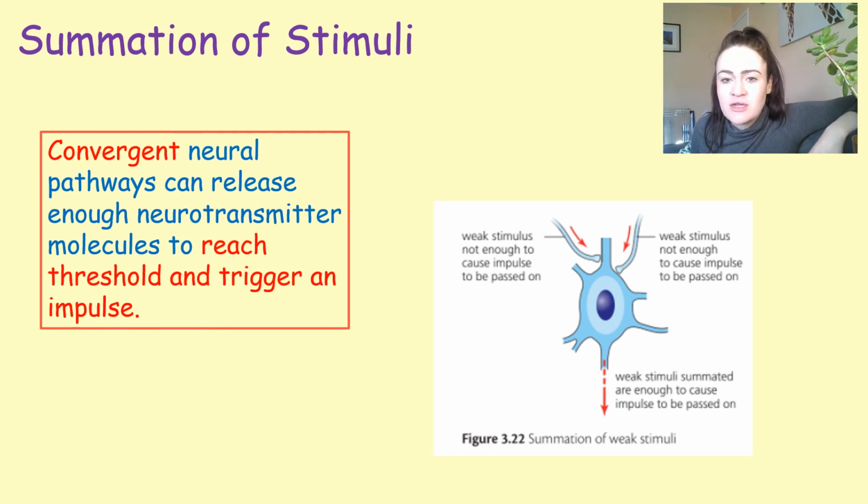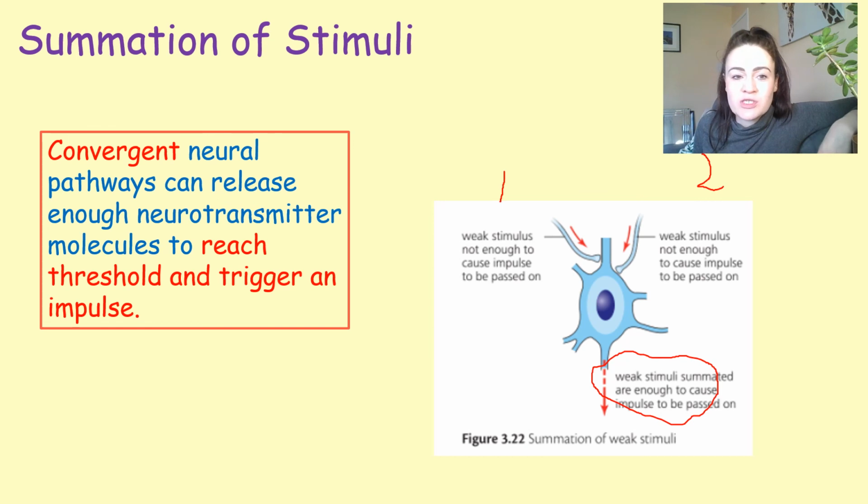And here we've got this little diagram which looks oddly similar to the one before, but it's got different text and different numbers. It's basically saying neuron 1 is giving a weak stimulus, not enough to cause an impulse to be passed on. Same situation with neuron 2, a weak stimulus, but when we add them together, we can then cause the impulse to be passed on. And that is what summation of stimuli is.